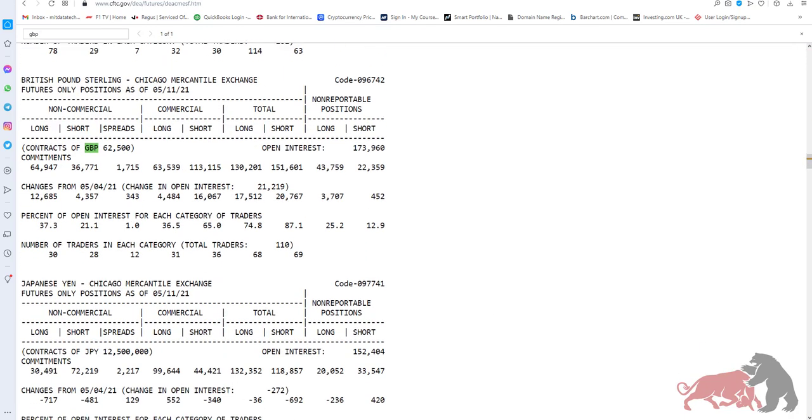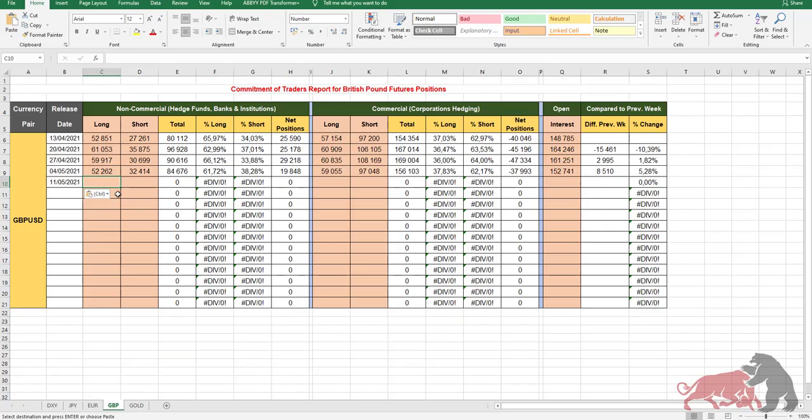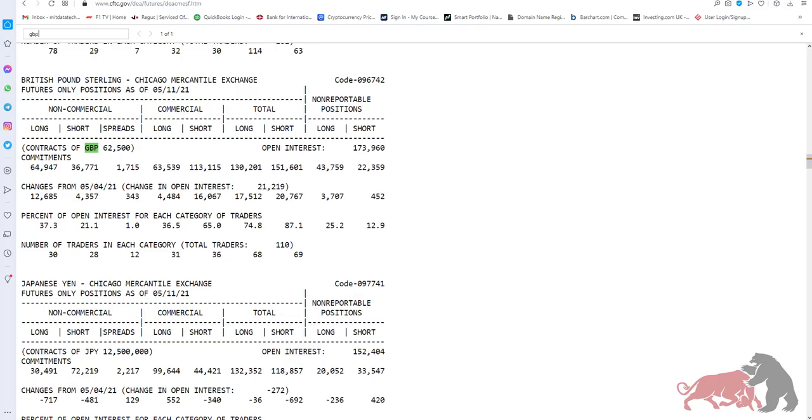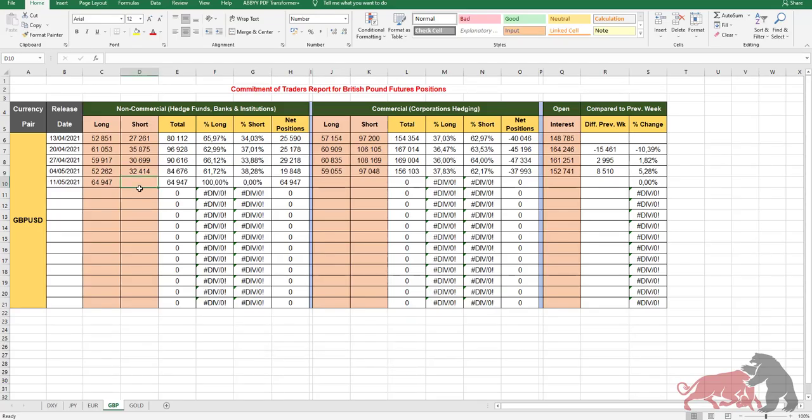Now for the non-commercials, they're holding long exposure of 64,947. They've actually increased their long exposure on pound. These are the non-commercials. When you look at their short exposure, they are holding 37,771. So they're actually increasing again their net short positions. Overall, you can see they increased their long exposure and they have reduced their short exposure.